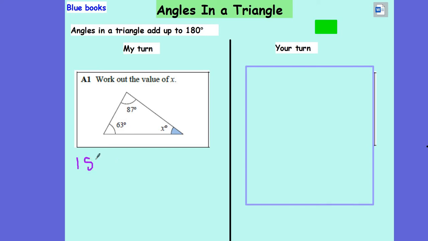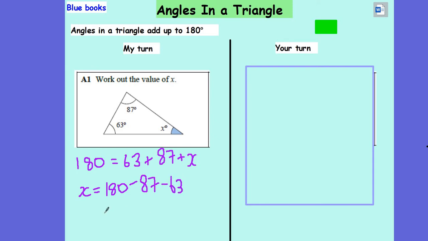Well, I know that all of those angles there are going to add up to 180, so 180 is going to be 63 plus 87 plus whatever that remaining angle would be, x. So to work out the missing angle, I need to do 180, take away 87, take away 63. Now you can choose, you can do it in 2 steps, you can do it in 1 step, you can do it as a column subtraction. I do not mind, but 180 take away 87 take away 63 will give you 30 degrees.